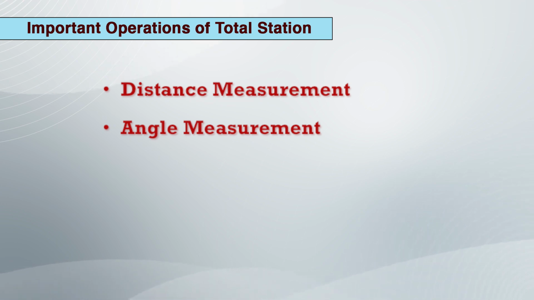The second operation that we will perform with the help of total station is angle measurement. The electronic theodolite of total station is used for measuring vertical as well as horizontal angle. For measurement of horizontal angle, any convenient direction may be taken as the reference direction. For vertical angle measurement, vertical upward, that is zenith direction, is taken as reference direction. The accuracy of angle measurement varies from 2 to 6 seconds.